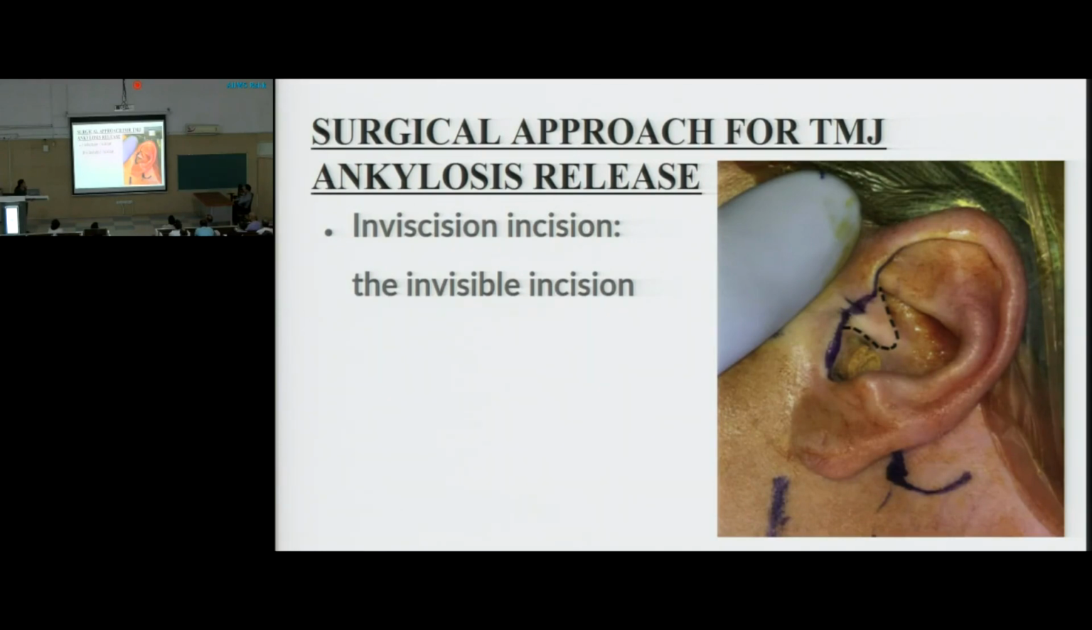Then we plan for the invisible incision. It is just an incision over the tragal cartilage. The incision is given so that we can expose the TMJ and do the surgery, and the patient will also have very less scar, almost a nil scar as well.